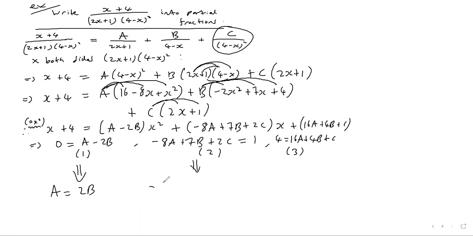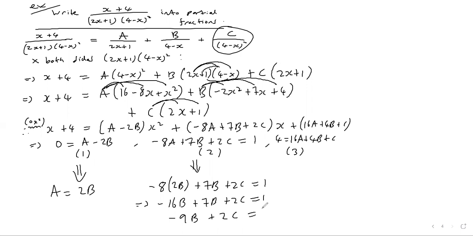So we've got minus 8 times 2b plus 7b plus 2c equals the number 1. Okay, so this is going to give us minus 16b plus 7b plus 2c equals 1. And minus 16 plus 7, well, that's going to give us a negative 9b. So negative 9b plus 2c is equal to 1.